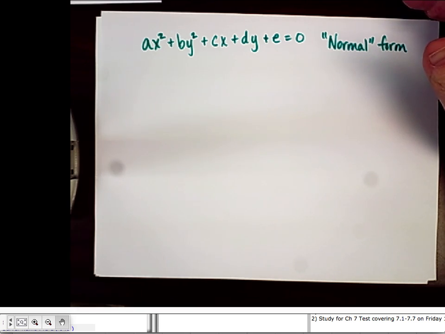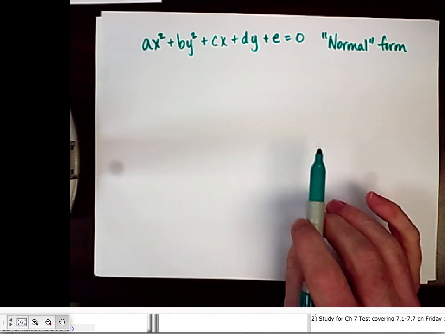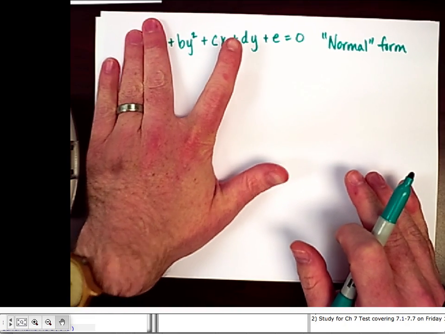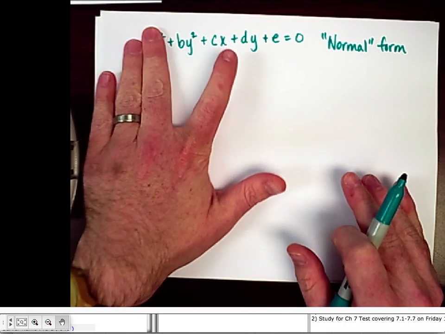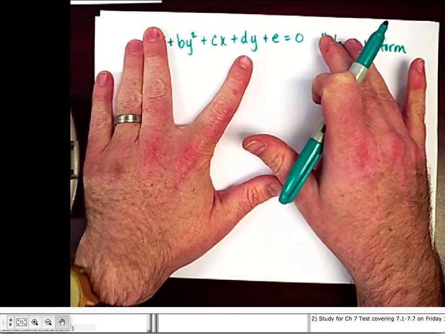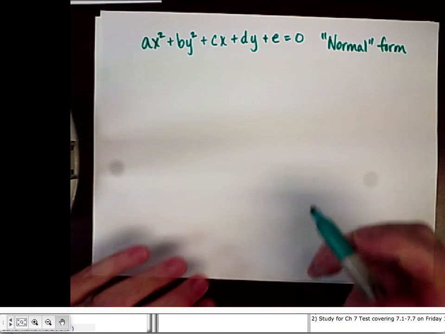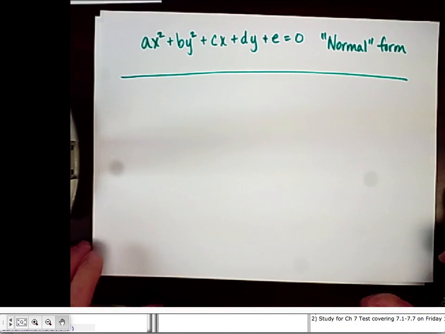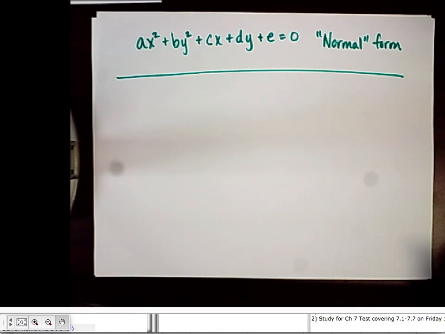Now, any of these could be 0. If there were no x squared in the equation, your a would be 0, and you would just have that. So every conic can be written in that form. So let's talk about when is it a parabola, when is it a circle, when is it an ellipse, when is it a hyperbola.